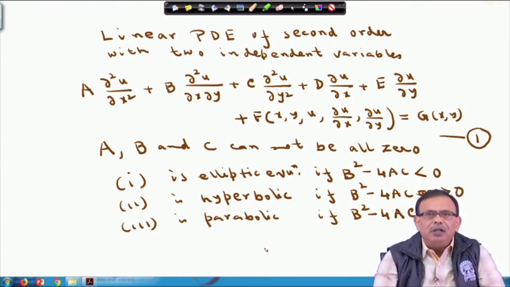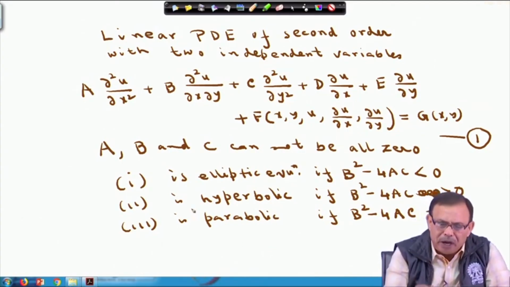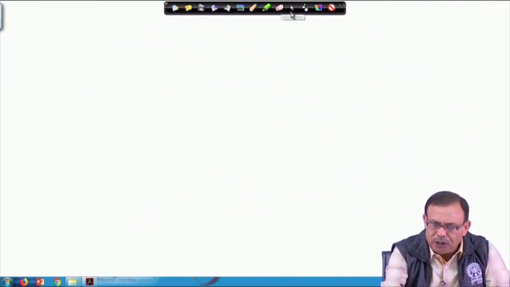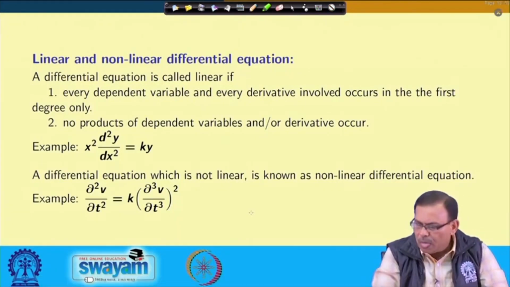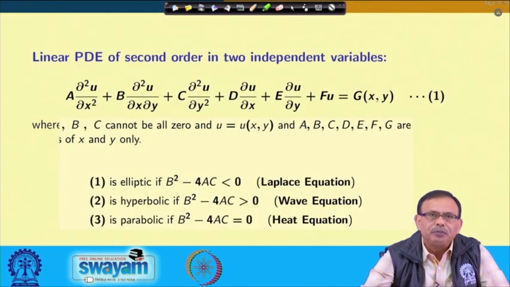The second order linear PDE can be elliptic, hyperbolic or parabolic depending upon the value of b square minus 4ac. If b square minus 4ac is less than 0, it will be elliptic. If b square minus 4ac is greater than 0, it is hyperbolic, and if b square minus 4ac equals 0, we call it parabolic. So, let us see this one once we are doing it.